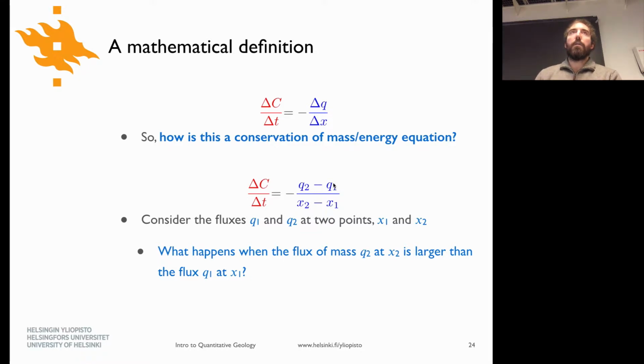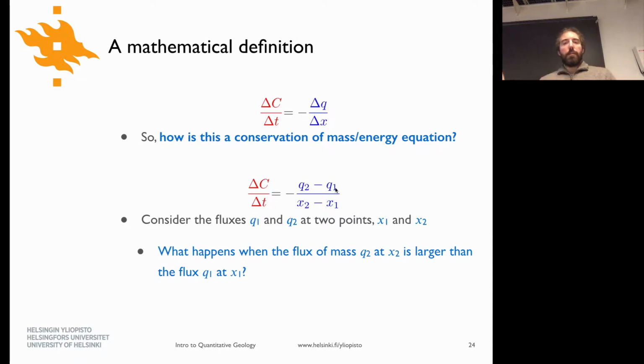So if Q2 is bigger than Q1, this top term is going to be positive or negative? Positive, right? X1 minus x2 is going to be positive again. So we have a negative sign out in front of here. Both these things are positive, so this should mean that the concentration goes down with time. So if there's more mass being fluxed away at some point than there is mass coming into that point, the concentration should go down, and that's exactly what this equation says. So if these fluxes are out of balance, then the concentration changes. If the fluxes are exactly equal to one another, Q2 minus Q1 would be 0, and the concentration doesn't change.